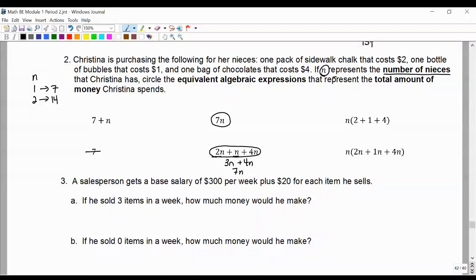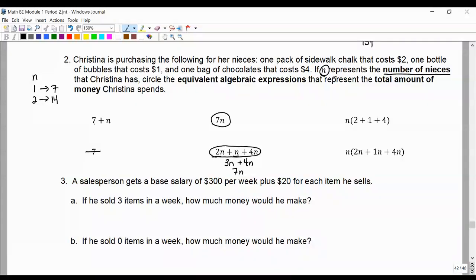So that's another way to say this. So, 2 sidewalk chalks, or $2 for sidewalk chalk times the number of people, plus $1 times the number of people that need bubbles, plus $4 for chocolate times the number of people. Let's see if there's another one.